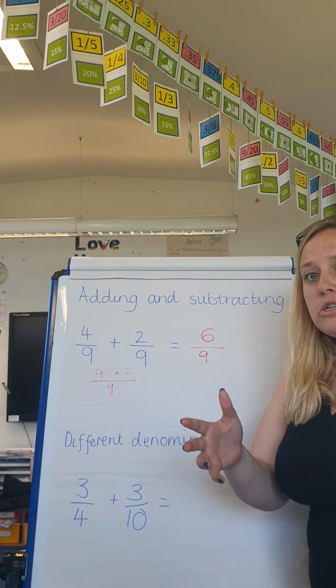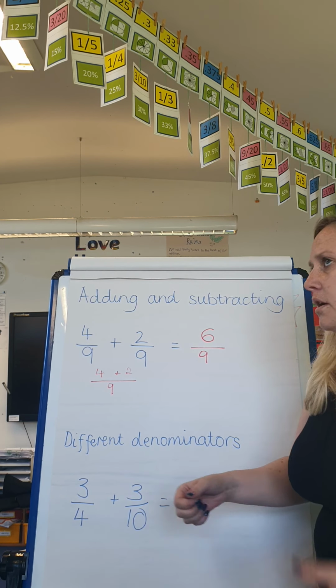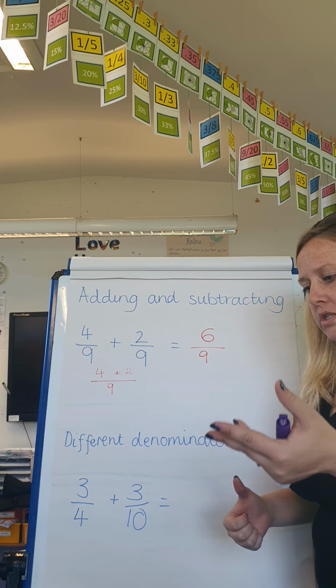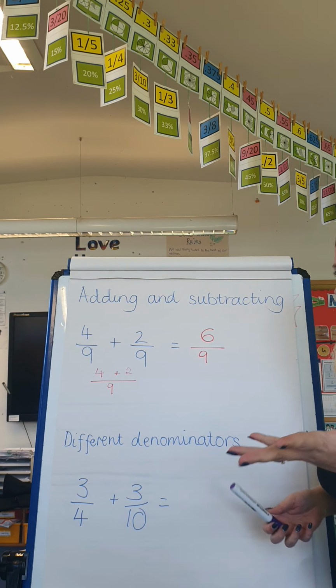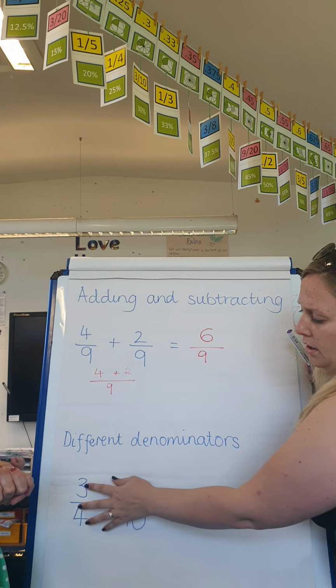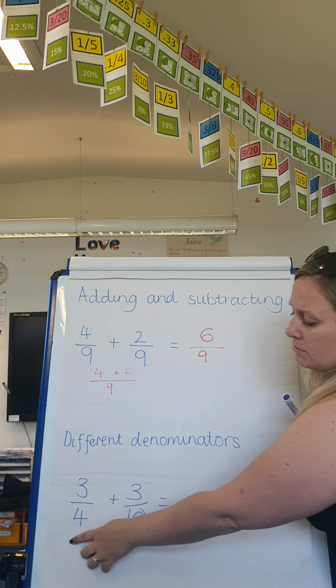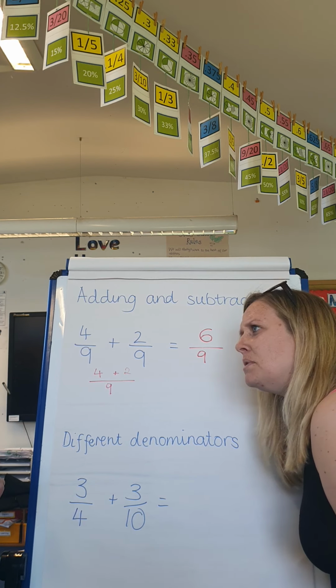Now, we need to make sure that there's a common multiple between 4 and 10. 4, 8, 12, 16, 20. I know that 10 goes into 20, so I'm going to go 20. So to make 3/4 into 20ths, I need to times my denominator by 5.